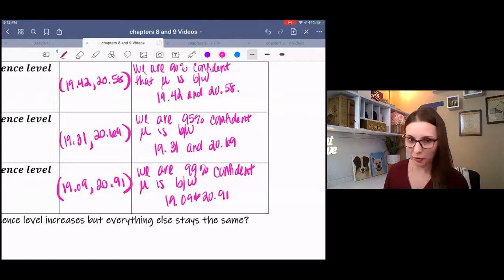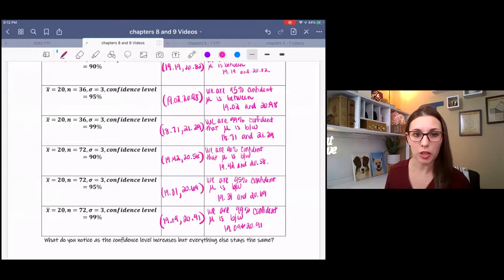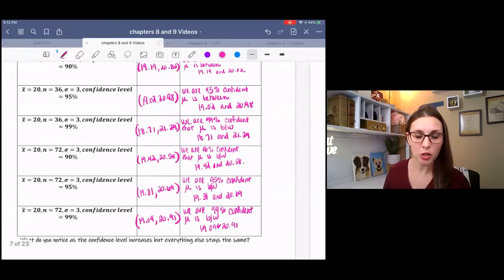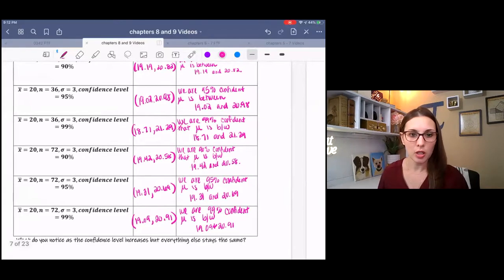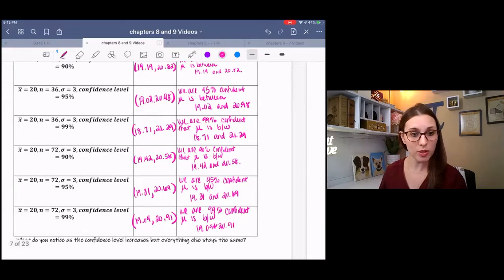All right, so my handwriting got a little sloppy at the end because my hand got tired, but here are your intervals and your interpretations. So we're 95% confident that mu is between 19.02 and 20.98 when the sample size is 36. We're 99% confident that mu is between 18.71 and 21.29 when the sample size is 36. Then we bump the sample size up to 72, and that changes our levels a little bit.